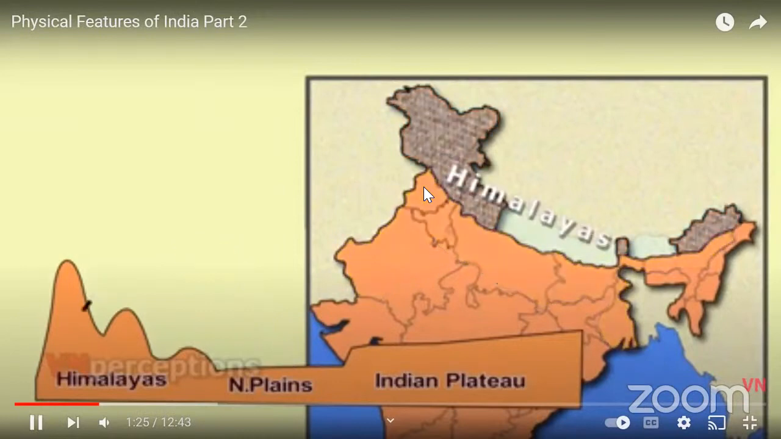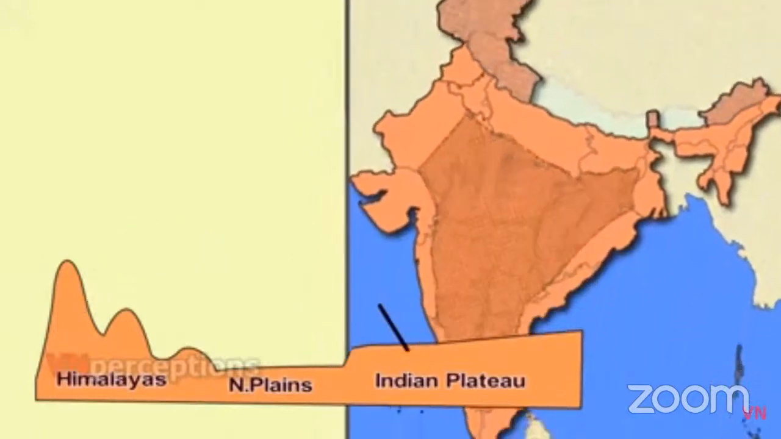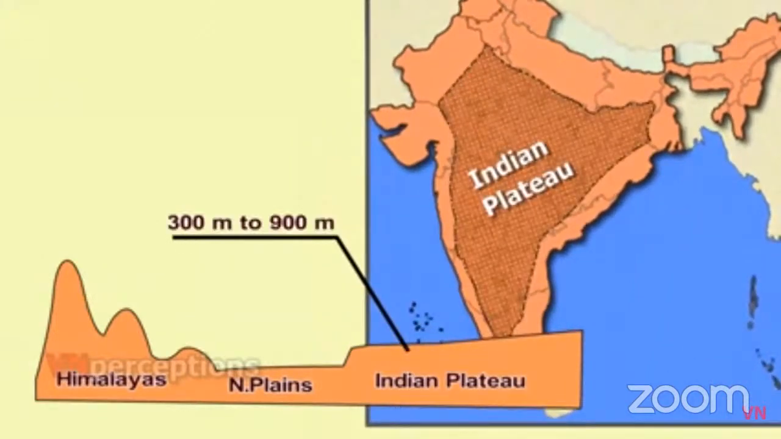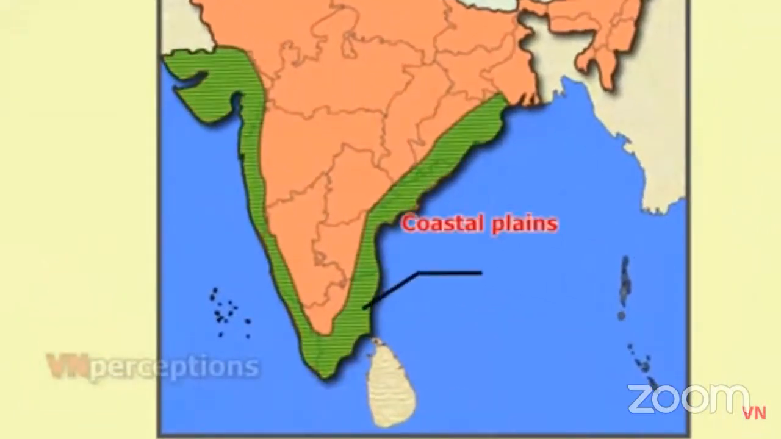Whereas in the Himalayas, the average height is 6,000 meters. The plateau region of India is between 300 to 900 meters. And in the coastal plains, the elevation varies between 5 to 30 meters.